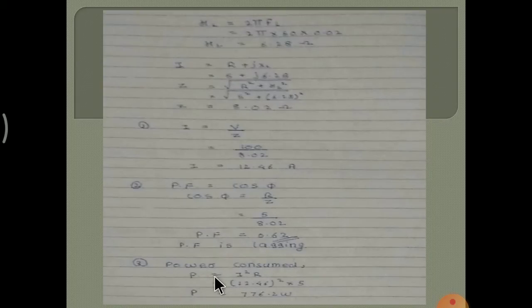After that, we have to calculate power consumed. The formula of power is I square R. The value of I is 12.46 ampere. Make the square of this and multiply by the value of R, 5. We get the value of power, that is P is equal to 776.2 watt. So the power consumed is 776.2 watt.